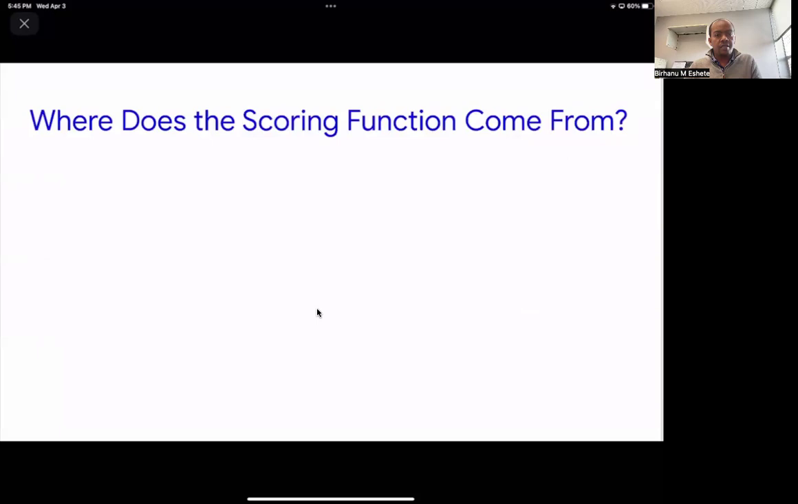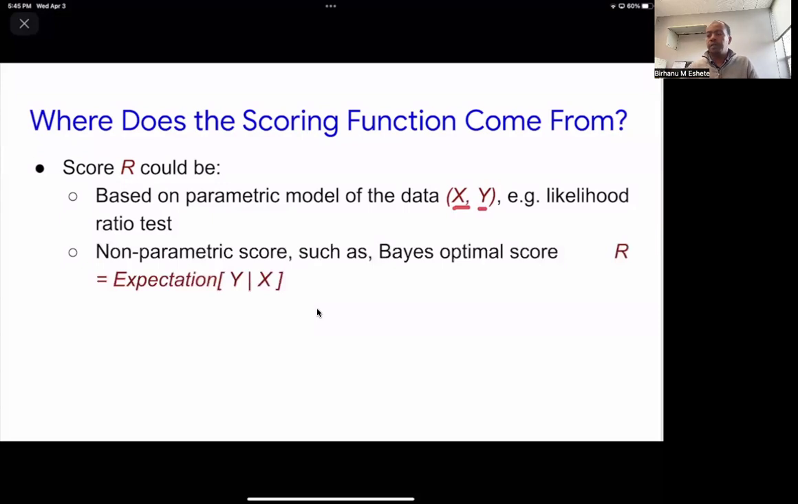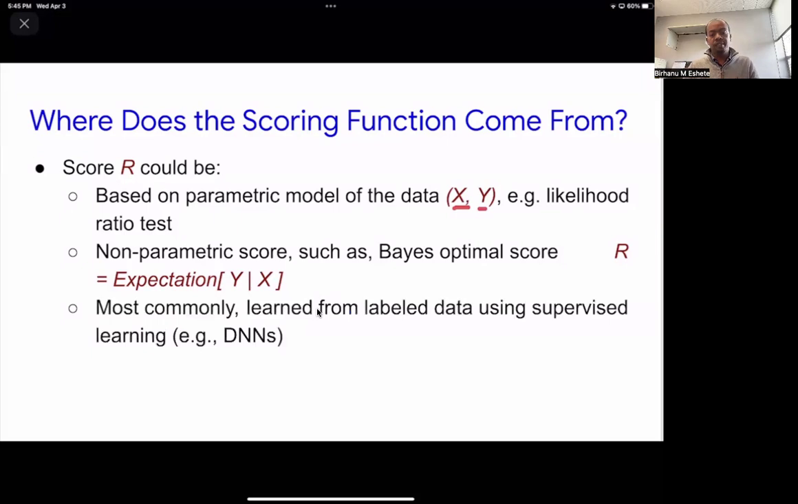One question you might ask is, where does the scoring function come from? For the purpose of this lecture, it doesn't really matter, but conceptually, the score could come from different sources. It could be based on a parametric model of the data, for instance X and Y, where you can do the likelihood ratio test. Or it could be a non-parametric score, such as the Bayes optimal score, where R is the expectation of Y given X. Or in the most common case today, we do machine learning.